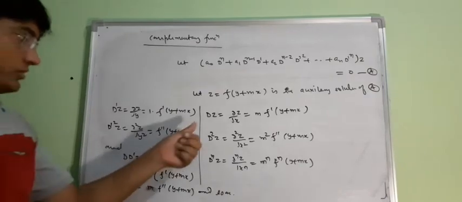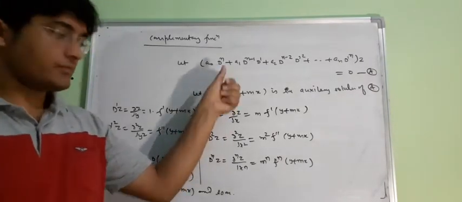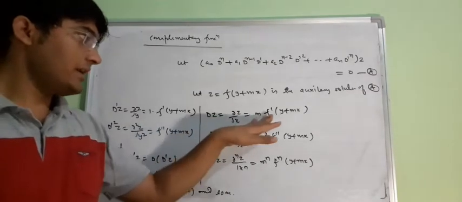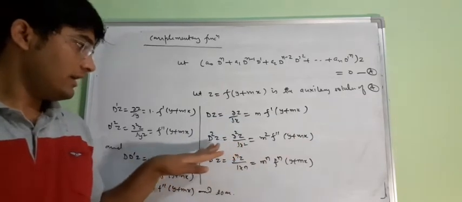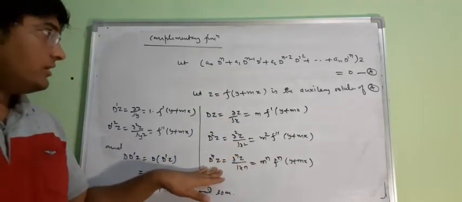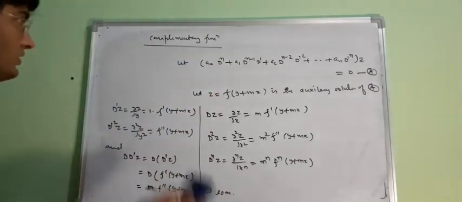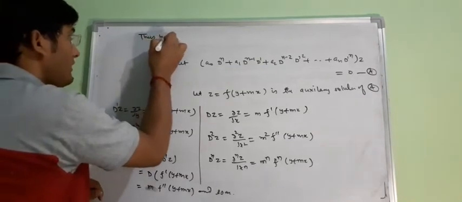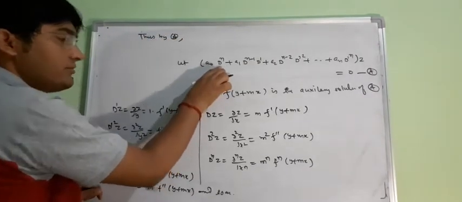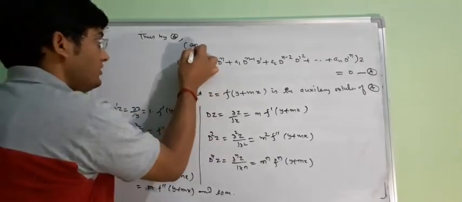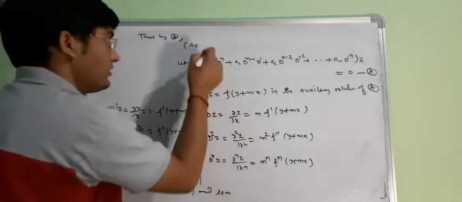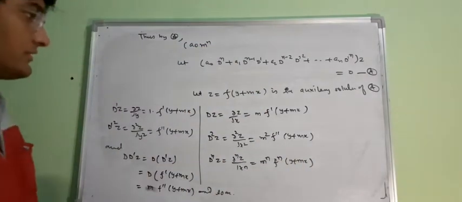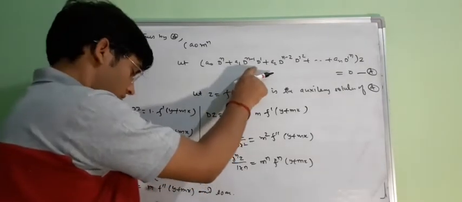So let us put these values in this equation number 1. Let us put the first derivative of z with respect to x as m f dash y plus mx, and the double derivative, and here we have the nth derivative. Let us put these values in equation number A. So thus by A, here you can see that we have the nth derivative with respect to x. So this will be your a naught D power n. D power n was m power n f n y plus mx. Let us take this f n y plus mx common, because we will also get f n y plus mx from this term.